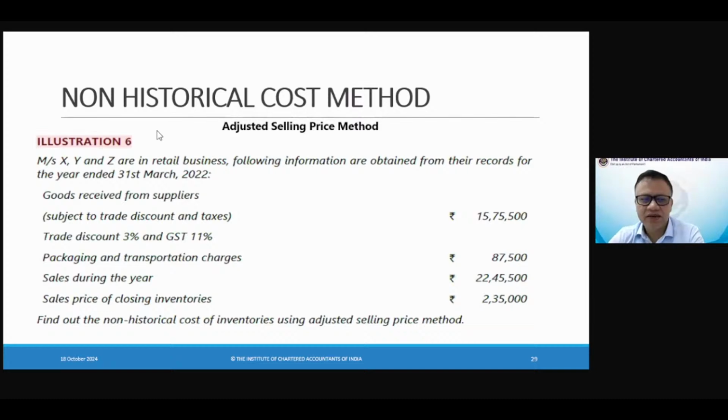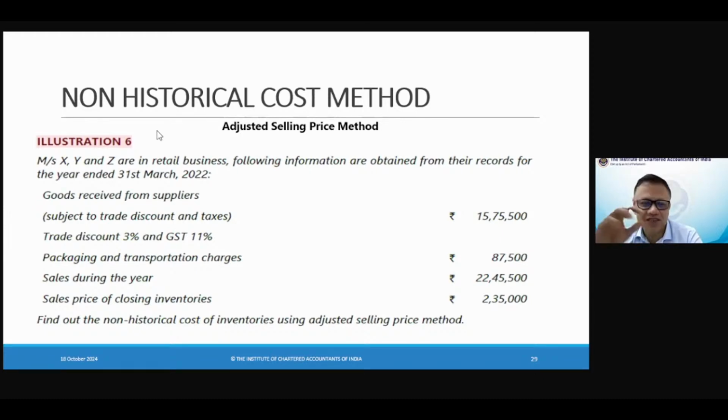Now this is another piece of information we have. These are the goods received from suppliers, which are subject to trade discount and taxes. Trade discount is 3%, GST is 11%, packaging and transportation charges are 87,500, sales during the year are 22 lakhs 45,500, and the sales price of closing inventories is 2 lakh 35,000. So in this type of adjusted selling price method, you will always get the selling price of the closing inventories.